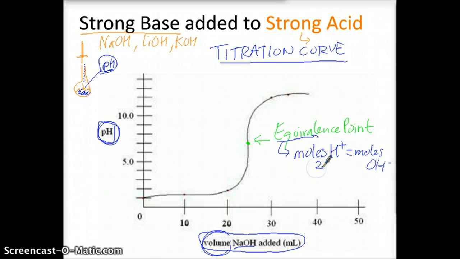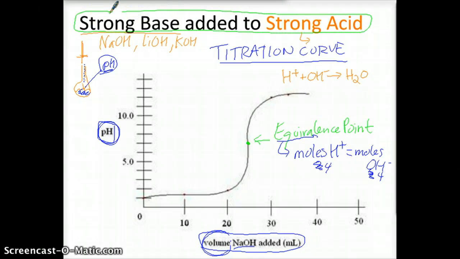So if you have 2 moles of H plus, you've added 2 moles of OH minus. Or if you've added 4 moles of H plus, you've added 4 moles of OH minus. They have to be equal. The reason is that 1 mole of H plus and 1 mole of OH minus make water, H2O. Why is that special? Well, for adding a strong base to a strong acid, the equivalence point is always going to have a pH equal to 7. When you add a strong base to a strong acid, the pH at the equivalence point is equal to 7.